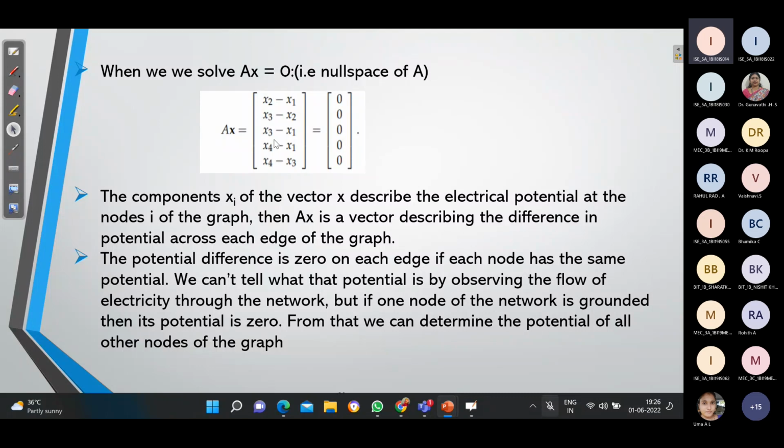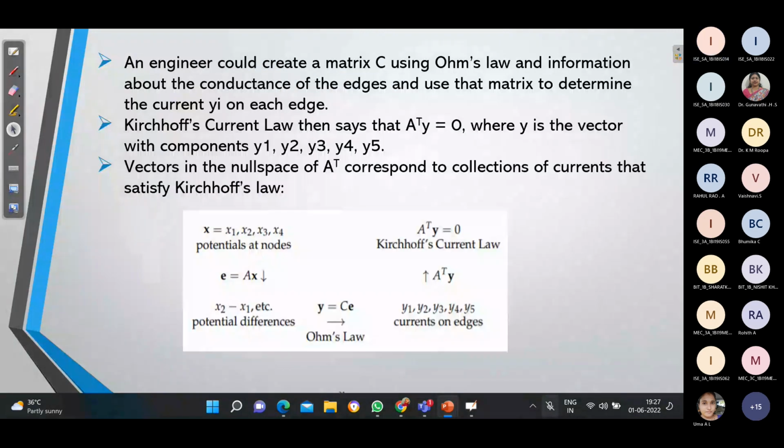The components xi of the vector x describe the electric potential at the node i of the graph. This Ax is a vector that describes the difference in potentials across each edge of the graph. With this equation, we can solve this. The potential difference is 0 on each edge if each node has the same potential. We can tell what the potential is by observing the electricity flow through the network. If one of the nodes in the network is grounded, then that potential is 0, so that we can determine the other potentials from this.